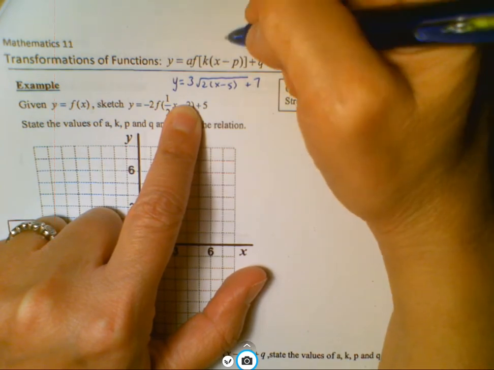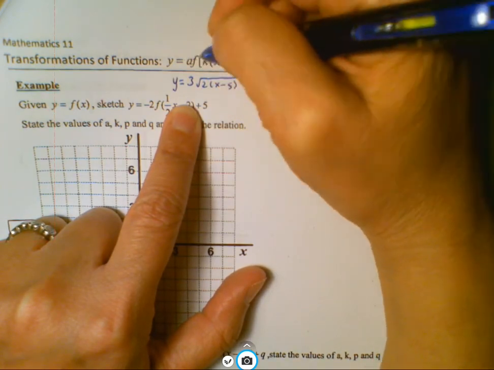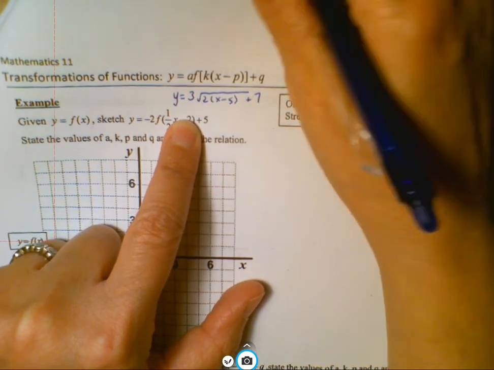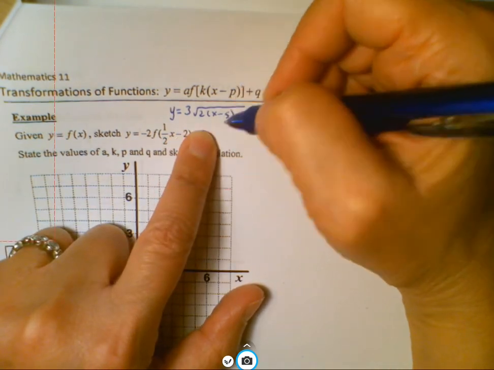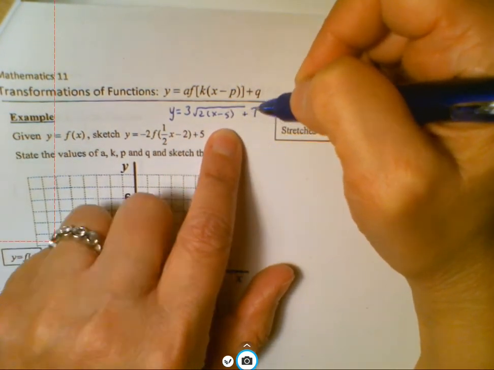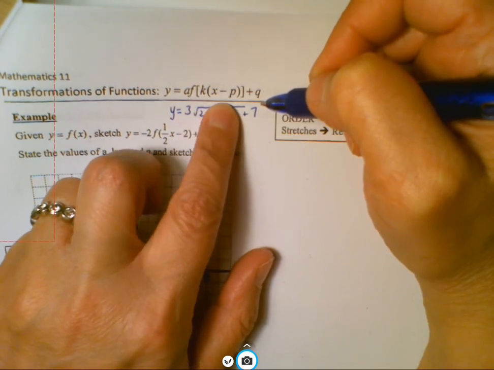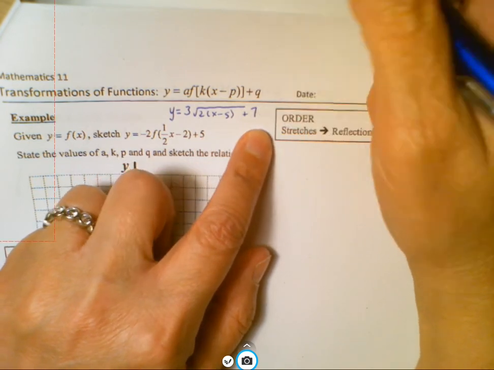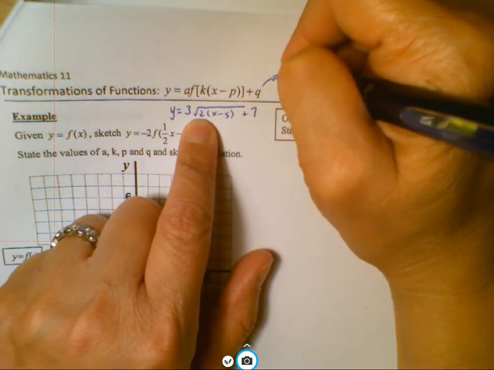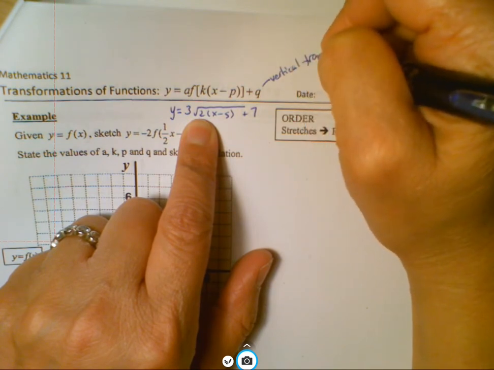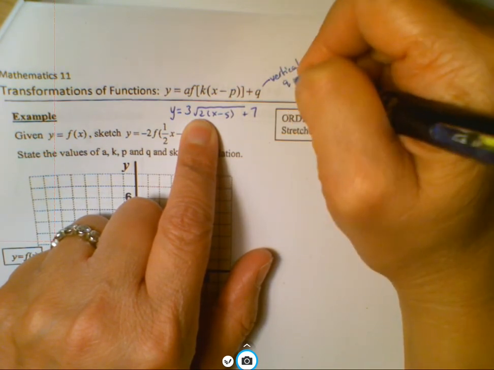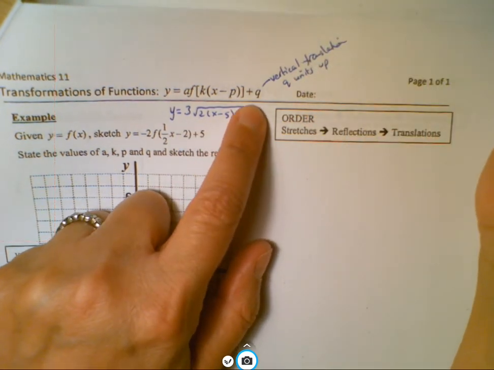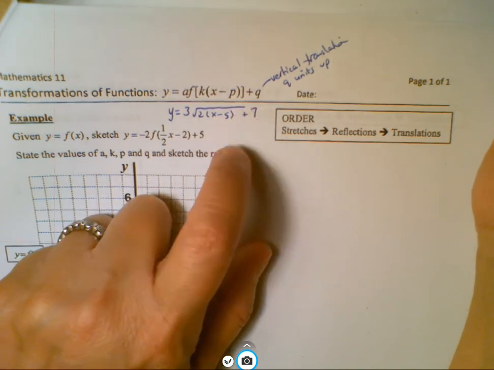Okay, so let's review. Let's look at each of these letters A, K, P, and Q and see what their significance is. So whenever we have a number at the end, regardless of what the other transformations were inside, we just have a number outside of the f of x on the end. That is a vertical translation, q units up. Okay, now if q is a negative number, then it would go down, right?